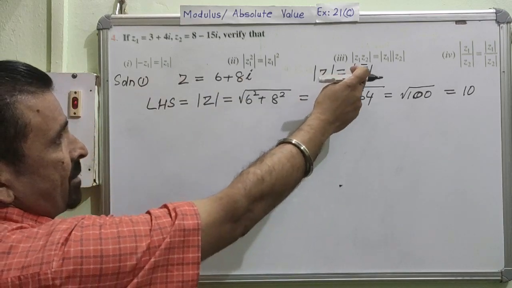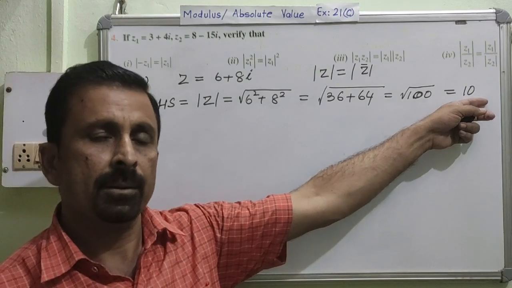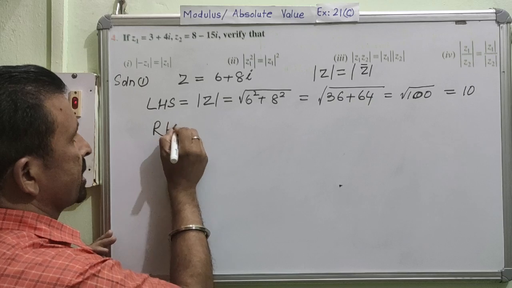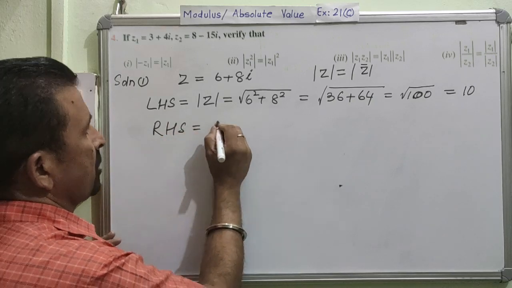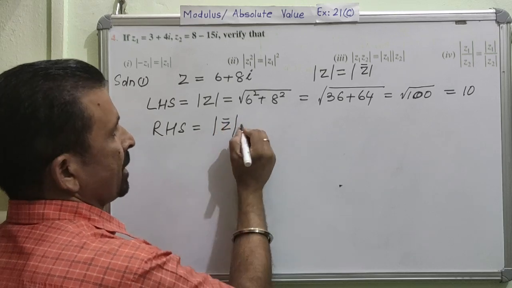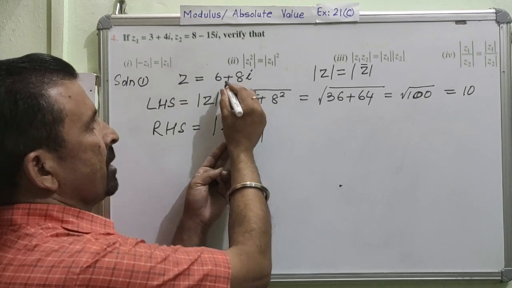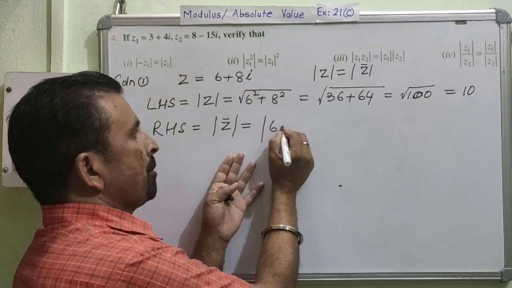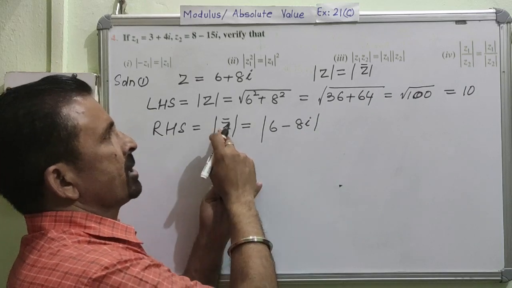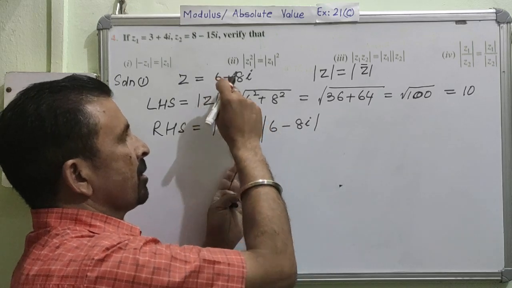If the statement is true, that means the value of the right hand side also will come the same, equal to 10. Are you getting it? So let us try to calculate the value of the right hand side. Right hand side value is equal to the modulus of the conjugate of the complex number. So first of all, let us find the conjugate. The conjugate of this will be 6 minus 8i. How do we write the conjugate? We write the conjugate by changing the sign. So this is the conjugate of your given complex number.